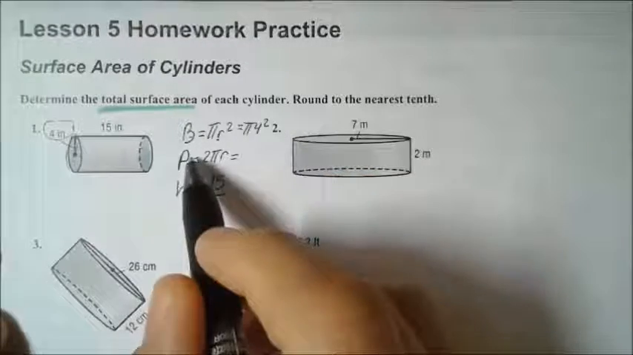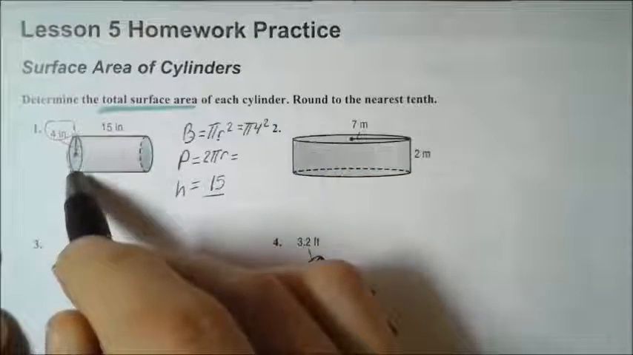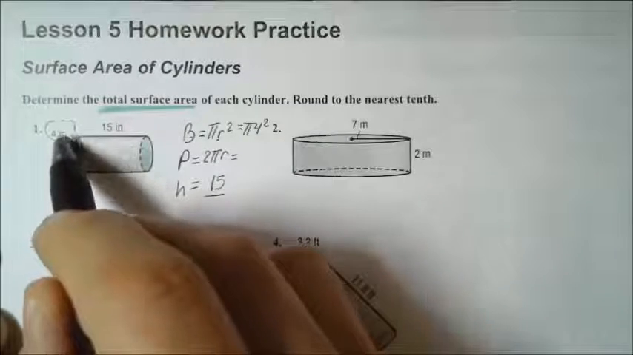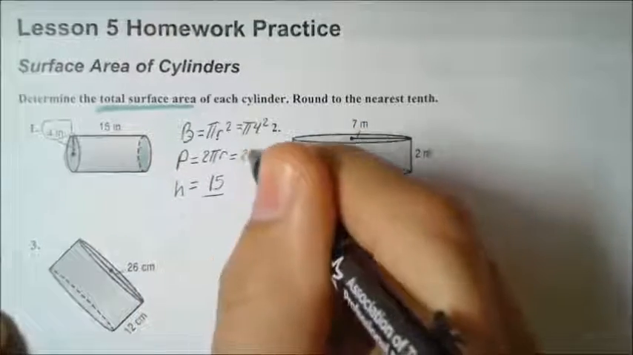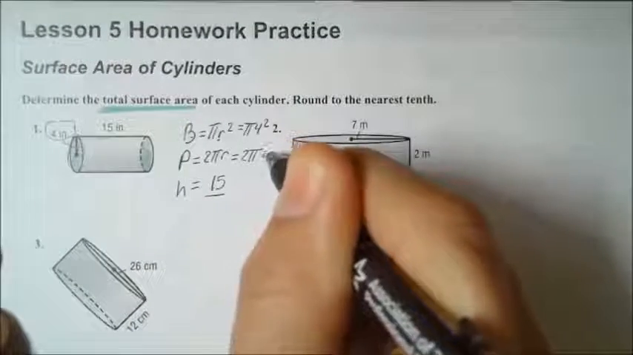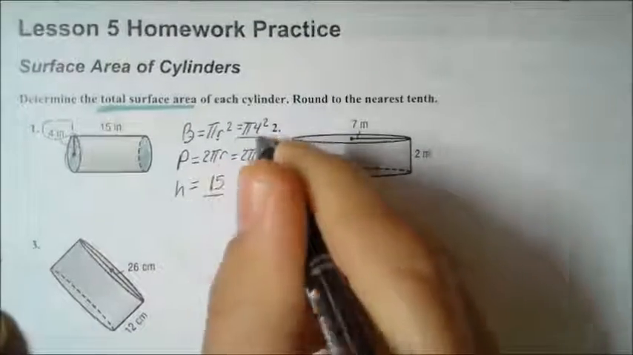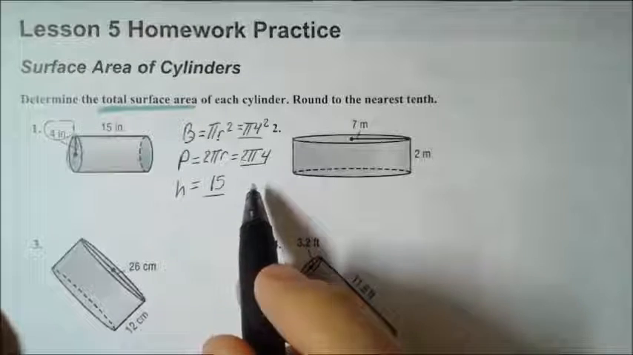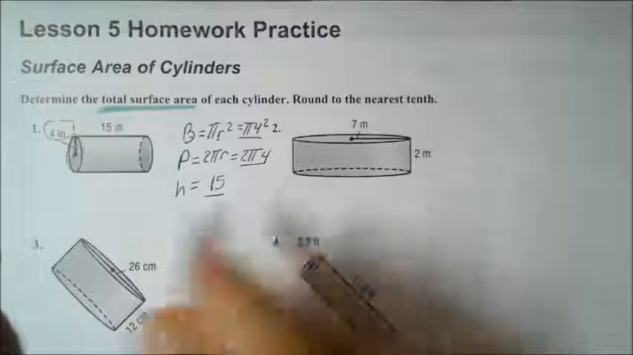And then for the perimeter, the distance around the circle, we're going to do 2 pi r. And there's our radius, 4. So that's going to be 2 times pi times 4. Now I have all 3 numbers that I can use for my formula. So we just need to plug it into the formula and then we can solve it. So let's go and write our formula.